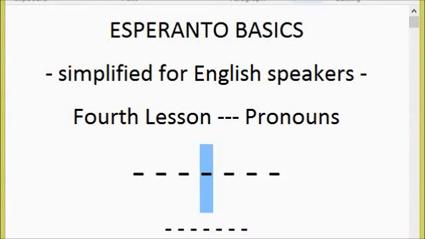Esperanto Basics Simplified for English Speakers. Lesson 4, Pronouns.